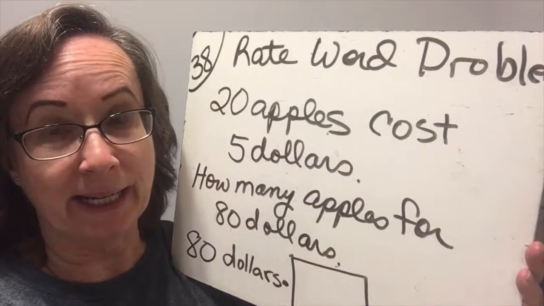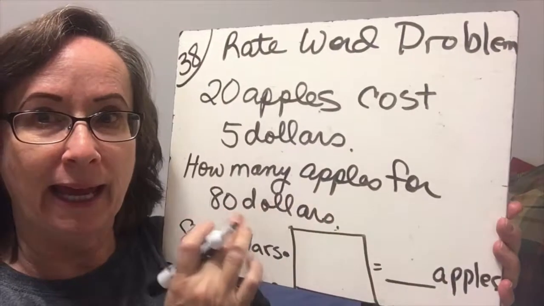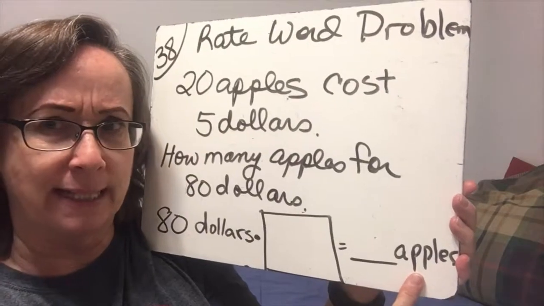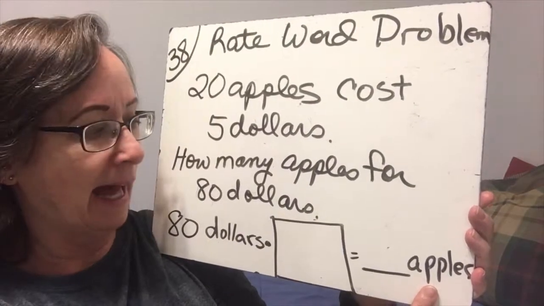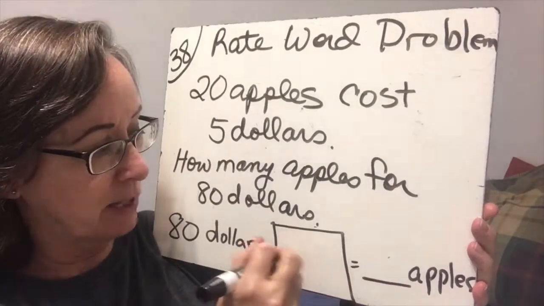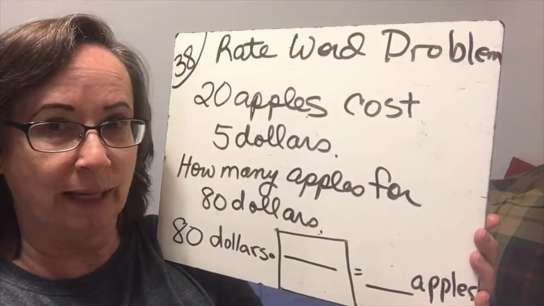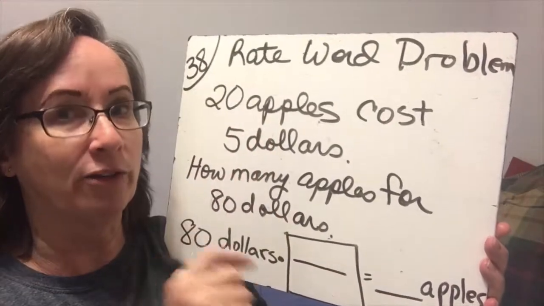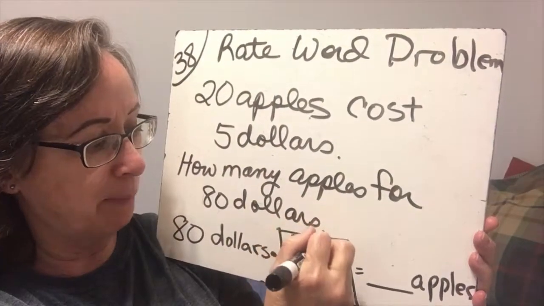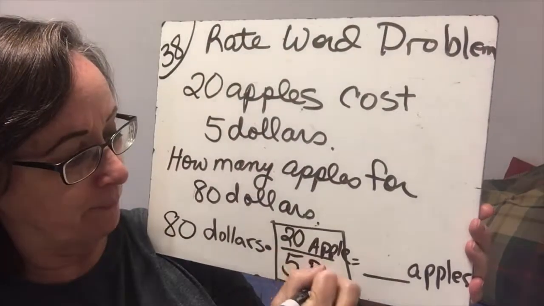Now, the trick is, what is the question? Okay, how many apples for $80? If I want apples to come out as the answer, then I want to get rid of dollars and have apples on the top. So I'm going to take this rate, and this answer being apples told me that I want apples on the top. I want dollars to cancel. So I will put 20 apples on the top, and I will put $5 on the bottom.